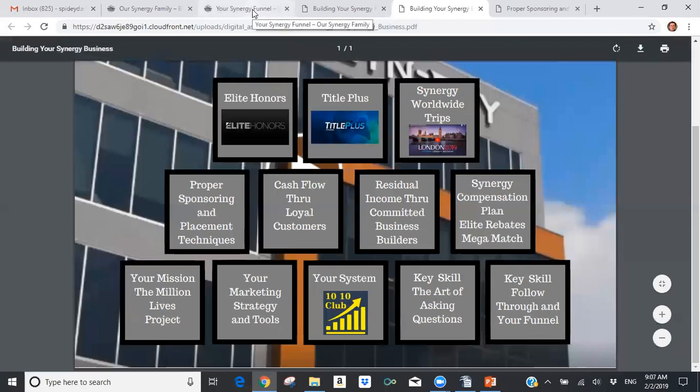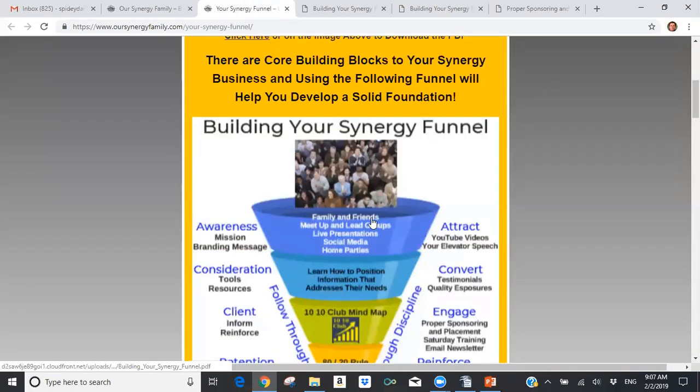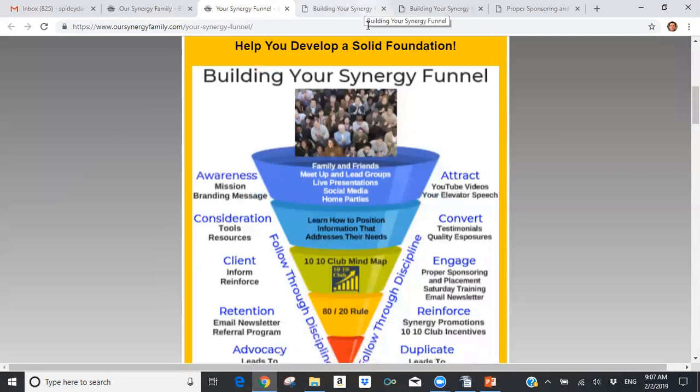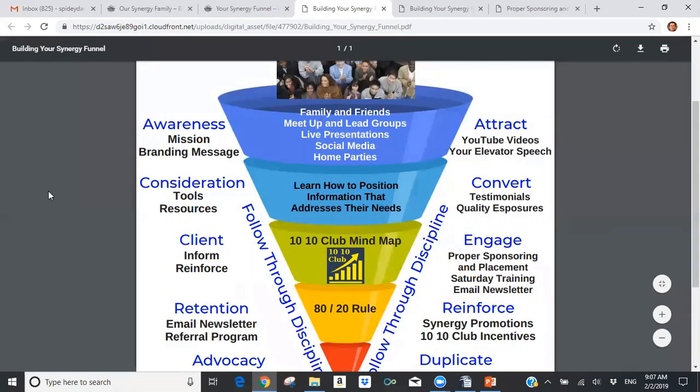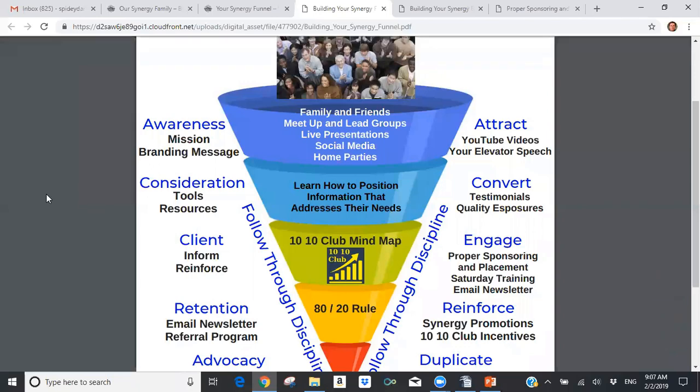So again, when you go onto this page and scroll down, if you click on building your synergy funnel, it takes you to this PDF. Again, it's a PDF that you can print off. I have the previous image PDF and this PDF printed off. I have them where I can look at them on a daily basis to make sure that the activities that I'm doing are going to help move people through my funnel and are going to help me properly build the infrastructure to build a huge synergy organization.